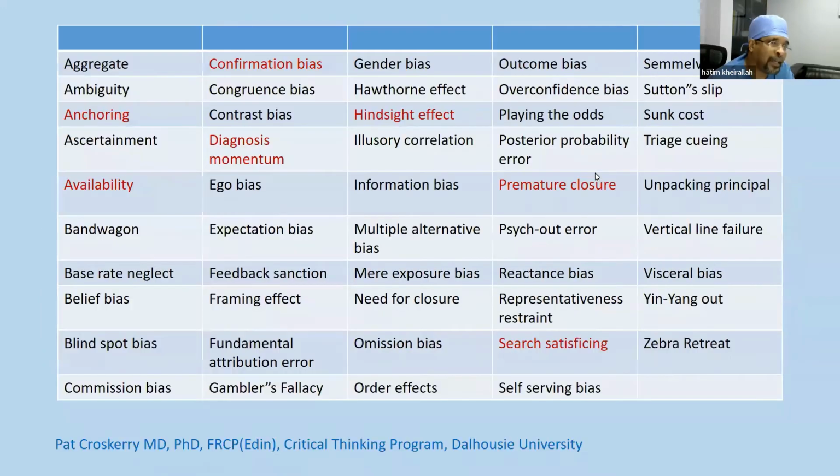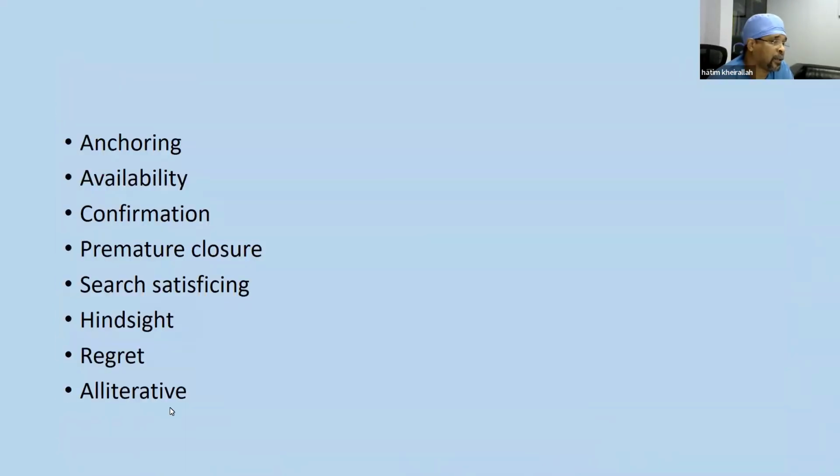There are so many biases, and by bias we mean an inclination that can lead to error. These are examples of biases that can be expected and have actually taken place in decision making in the medical field. Anchoring bias, availability bias, confirmation bias, premature closure, satisfaction of search bias, hindsight bias, regret bias, and alliterative bias are probably the ones I'm going to shine light upon in this presentation.